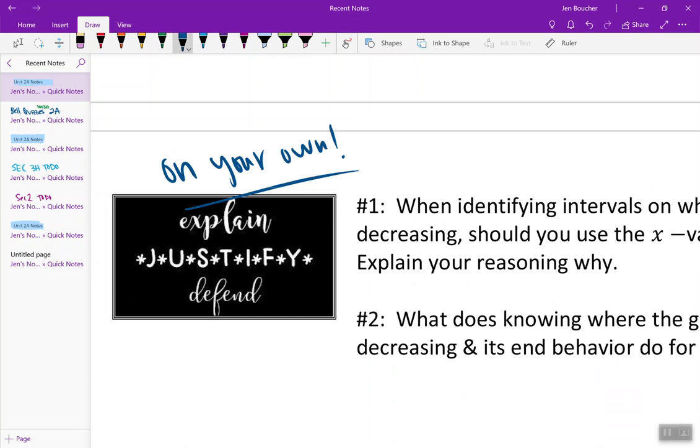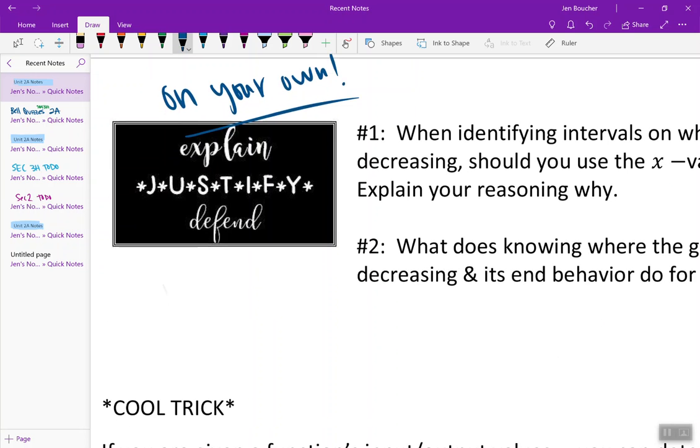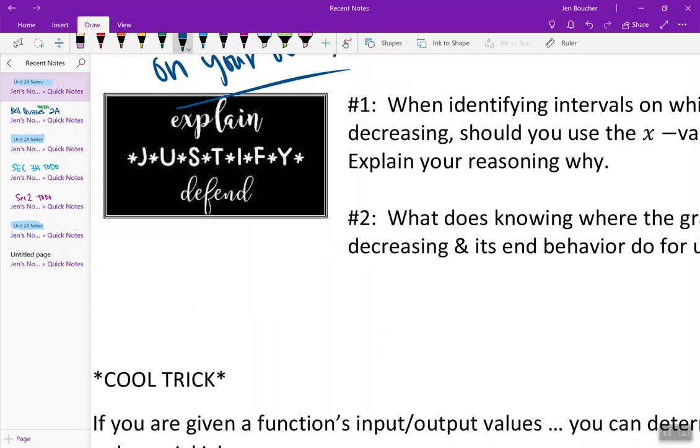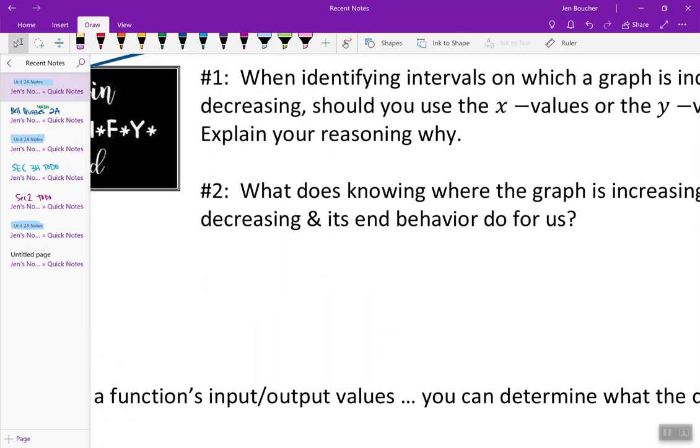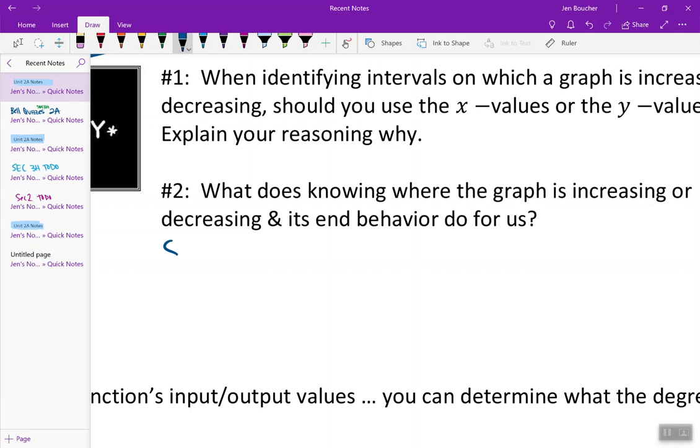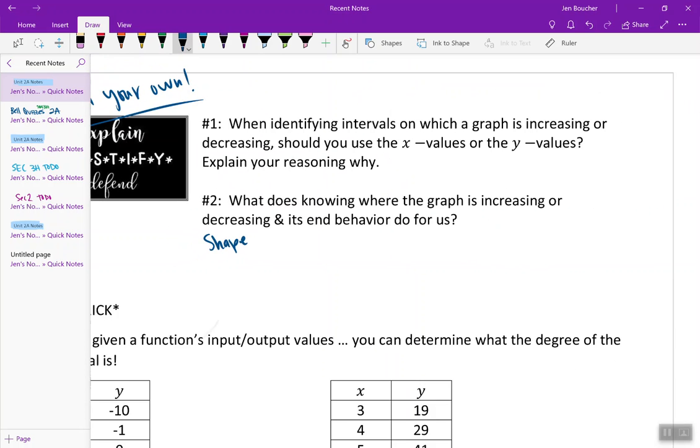Please start your homework with this explain, justify, defend question. It's 2 parts. And then I've got to teach you the cool trick and we're done. We don't have time to do the explain, justify, defend question together. This one was answered. I wrote it on my presentation. Number 2, just say something about the shape. Because really, the reason we do all of this is because we want to know the general shape of the graph. So if you say that in sentence form, then you will get on the right track. And if you need to talk about 1 and 2, then let me know and we can talk about those on a later date and time.